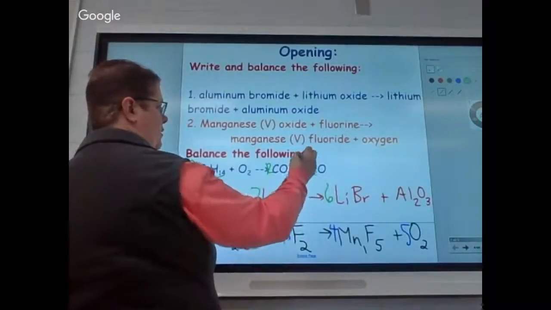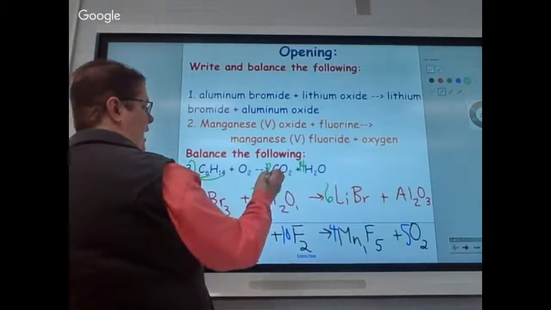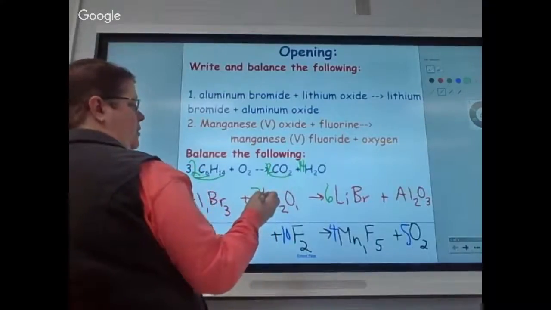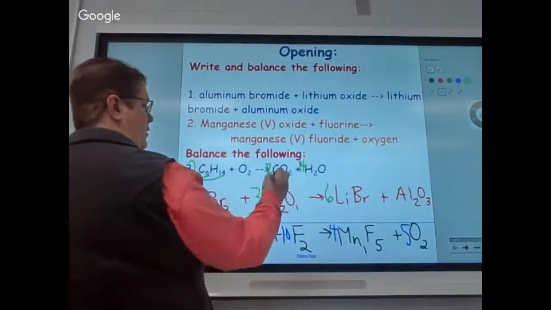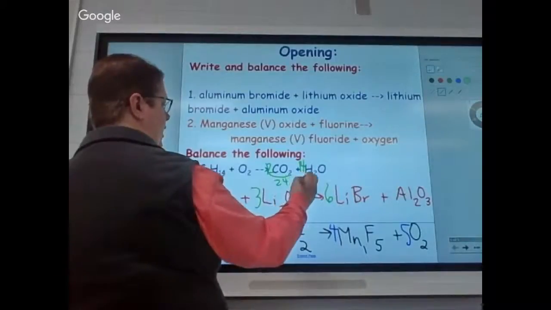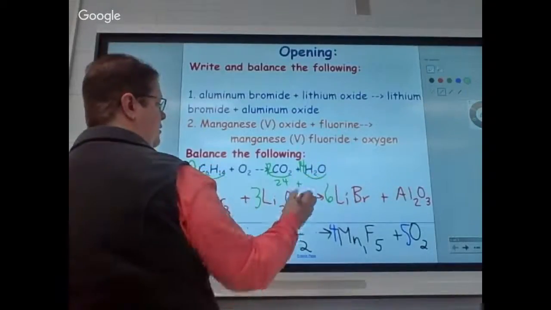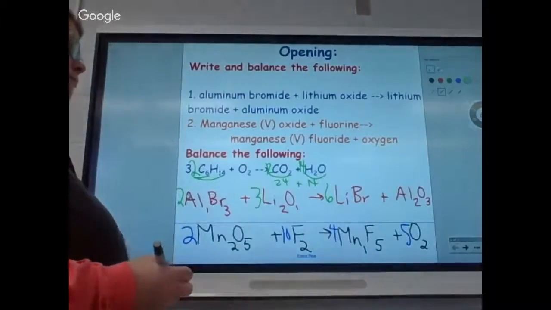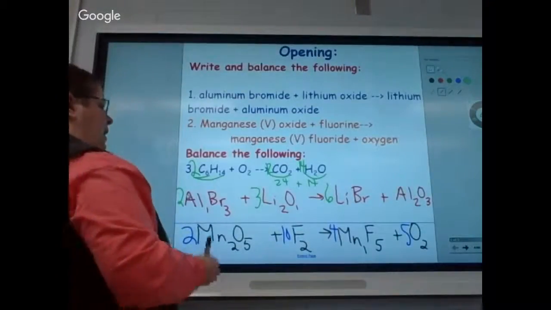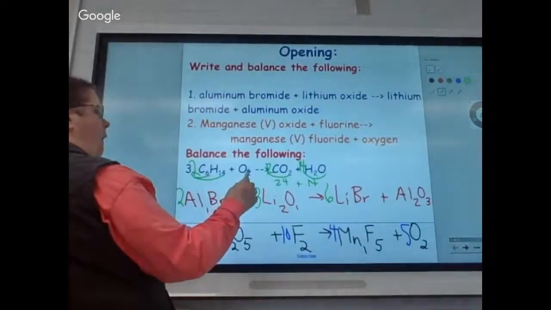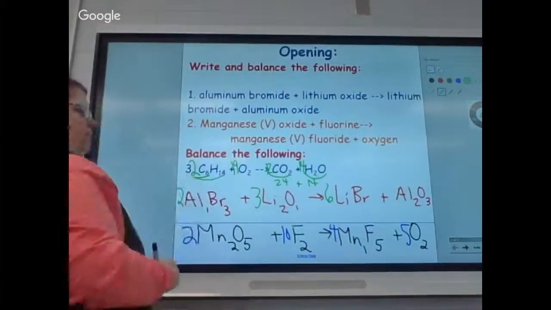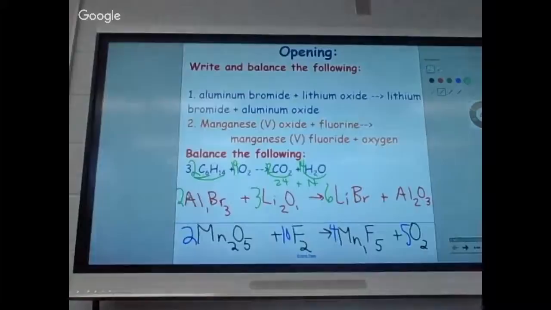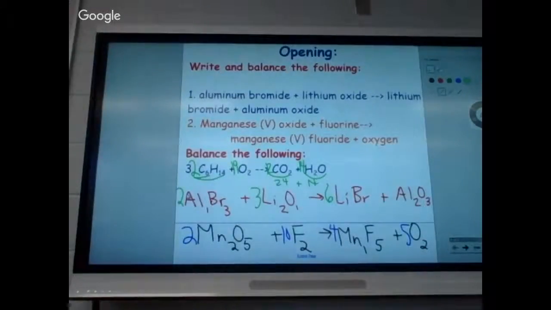14. All right. So that makes how many O's right there? 12 times 2 is 24 plus 14 times 1 is 14. So what's 24 plus 14? 38. How do I get 38 O's right here? 19. That one is a tough one. So the coefficients are 2, 19, 12, and 14.